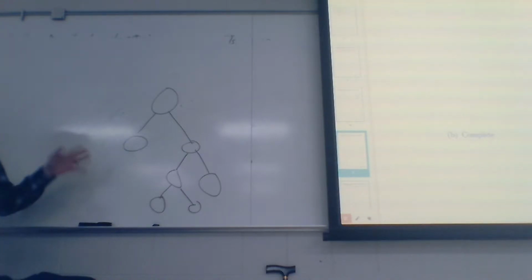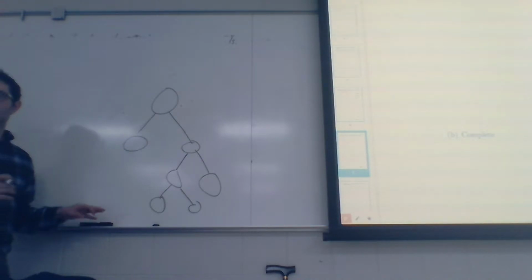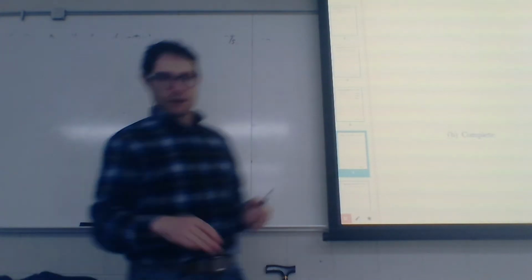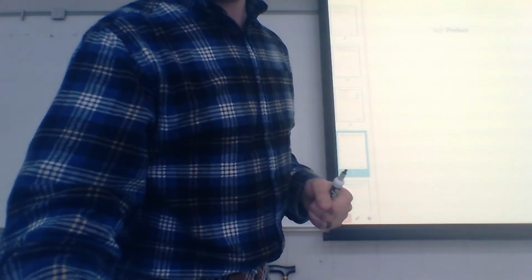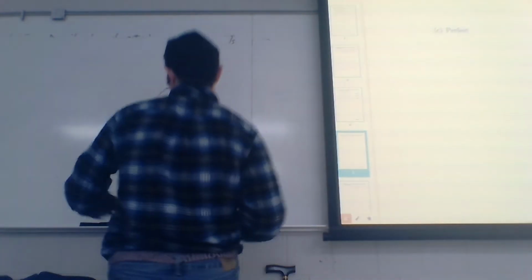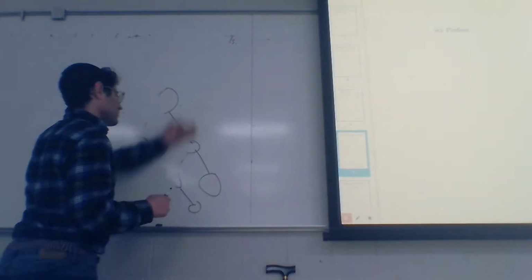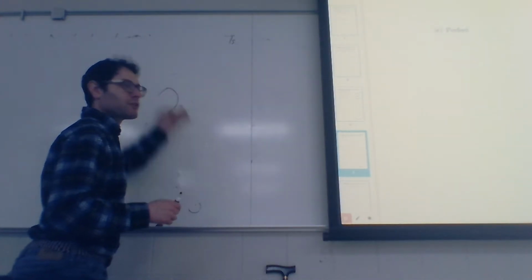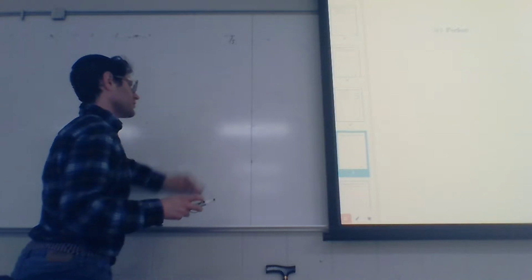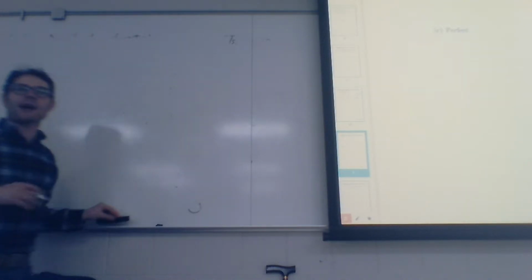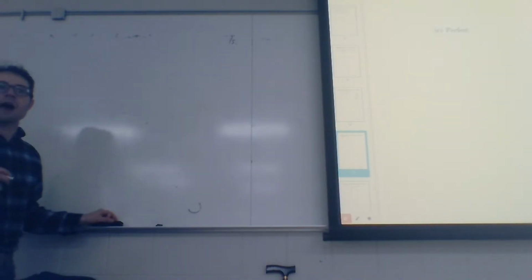So everybody has either 2 children or no children. Okay? Perfect trees are easier to do than complete trees, so we'll go ahead and do perfect first. A perfect tree is one of height h, and you have 2 to the h minus 1 nodes in it.